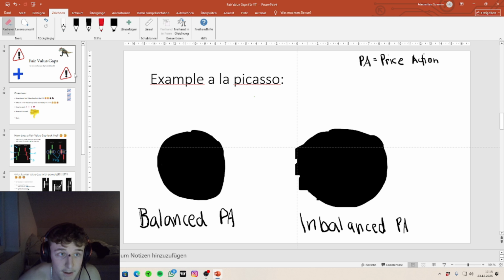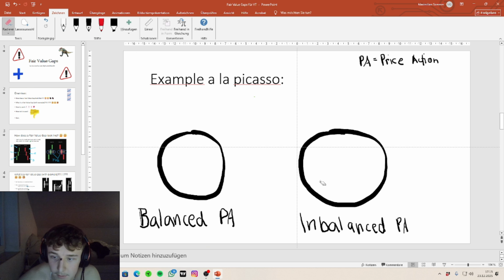I'm gonna do it again. If you already get it, you can skip. So balanced price action moves like that. Oh shit.